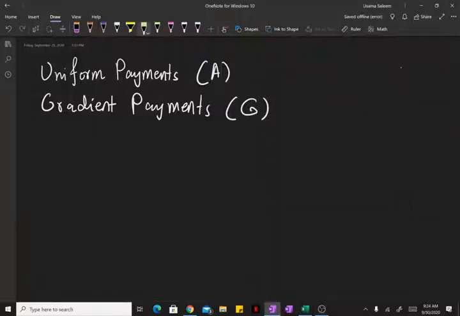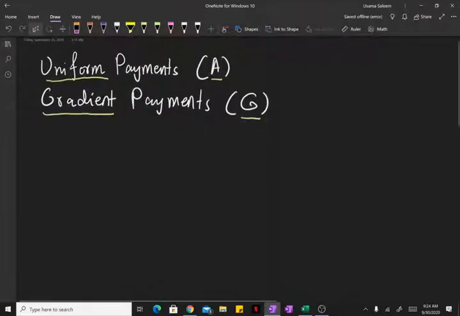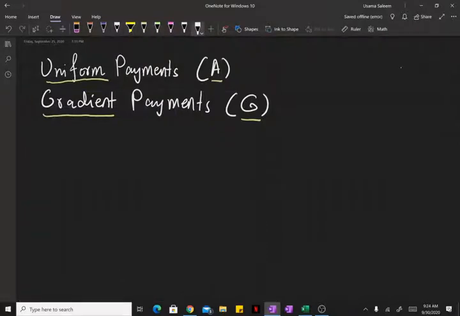Welcome back everyone. In this video we're going to be looking at more examples of cash flows that include uniform payments, aka annuities, and we're going to be introducing gradient payments, which will be denoted by G. So let's look at the case of uniform payments.